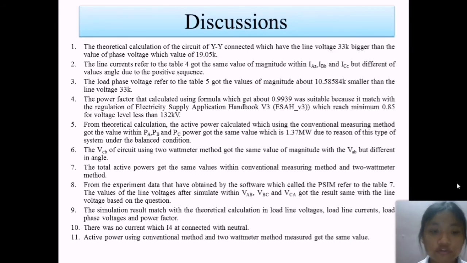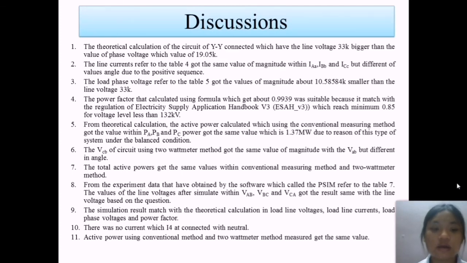The third is that the load phase voltage, referring to Table 5, has a magnitude of about 10.58584 kV, smaller than the line voltage of 33 kV. The fourth is the power factor calculated using the formula, which is about 0.9939. This is suitable because it matches the regulation in the Electricity Supply Application Handbook, which requires a minimum of 0.85 for voltage levels less than 132 kV. Fifth is the theoretical calculation of the active power using the conventional measuring method: PA, PB, and PC got the same value, 1.37 megawatts, because this type of system is under balanced condition.